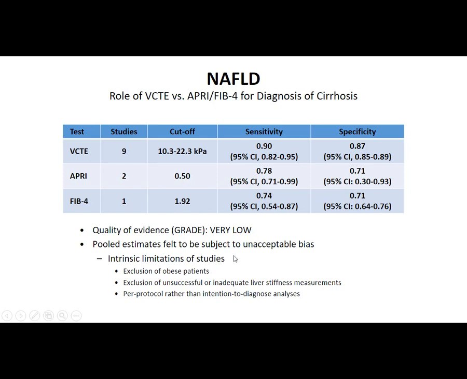And the pooled estimates felt to be subject to unacceptable bias in this group, because we only looked at the M probe, so very obese patients were excluded. Obviously, if they couldn't get a measurement, those patients were excluded, and this is a per protocol rather than intention to diagnose analysis. If you failed to succeed in getting the FibroScan, the patient was not included in these papers here. So that's why it's low grade evidence.